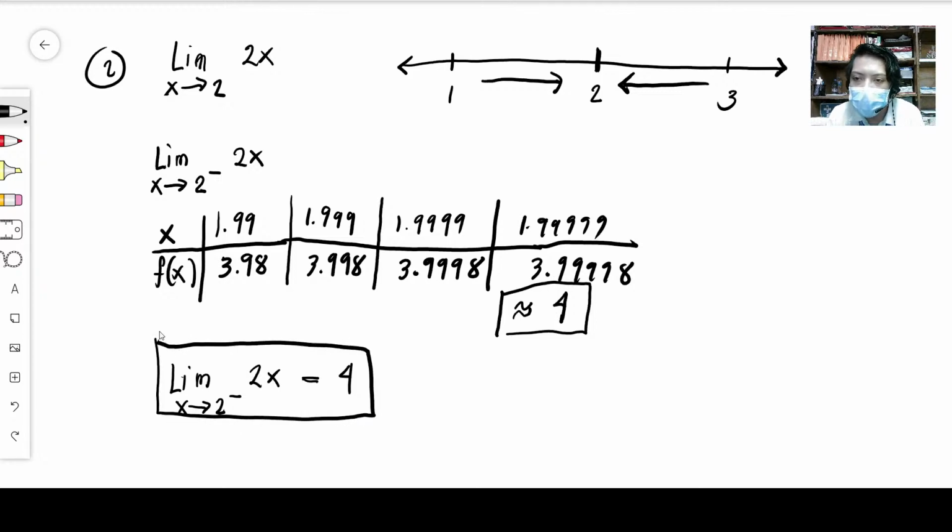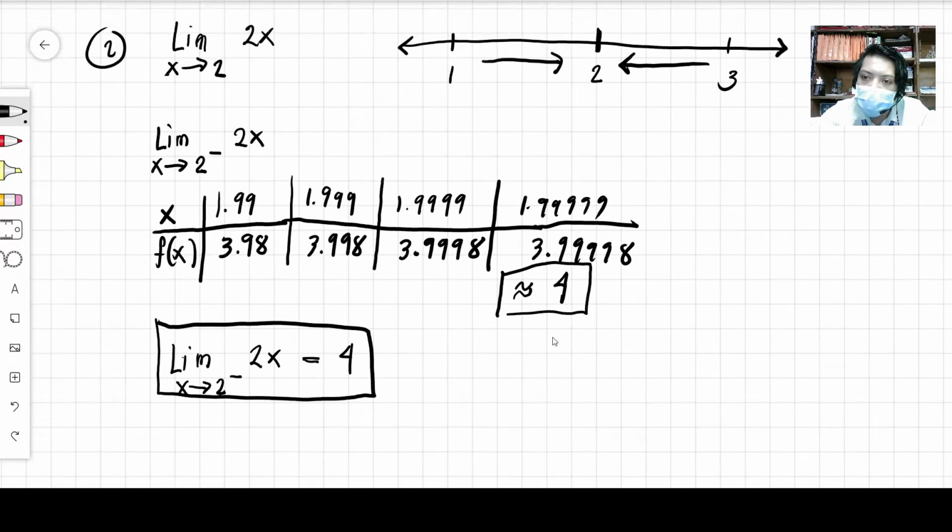Take note of the definition from earlier. The limit only exists if the left hand limit and the right hand limit are equal. So let us solve first the right hand limit.